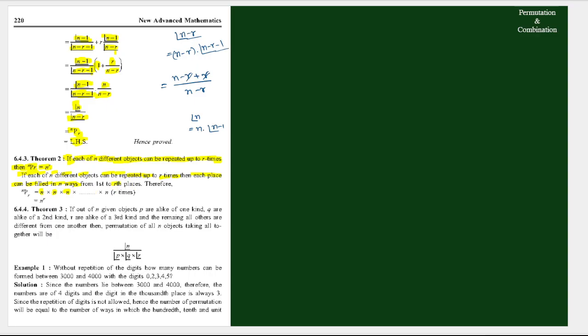कितना place तक गया है वो? r places तक गया है. That means r times तक ये multiplied होगा n. So n into n into n into n up to r times will be n to the power r. Yes. चलो थोड़ा विस्तार से इस थ्योरम को हम लिखने की कोशिश करते हैं. ओके. What? Theorem 2.